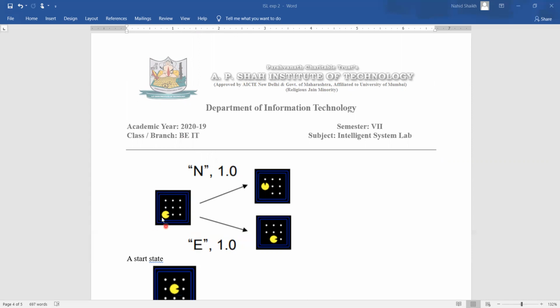For the current state, I can have only two possible actions: you can move in the north direction or in the east direction. The cost to move in the north direction is one, because I'm moving only one step ahead. If I move in the east direction, again the cost is one. So this is what you need to choose for one state to make the successor function, and you can generate the successor states. If I move in the north direction, this is my successor state. If I move in the east direction, this could be my successor state.